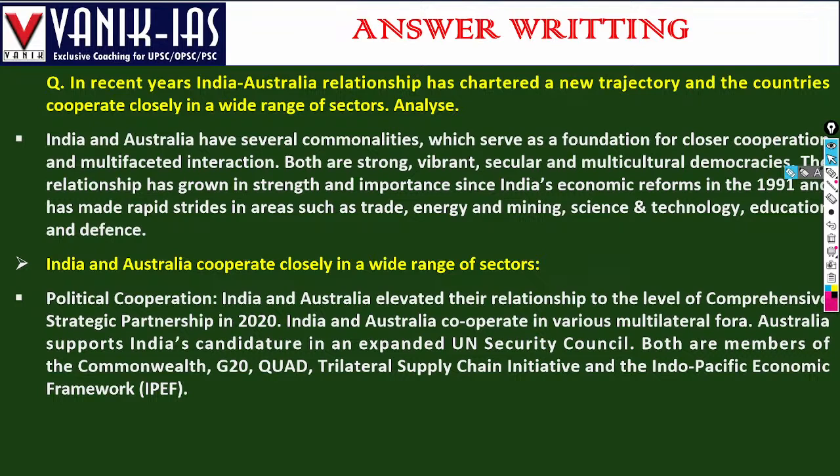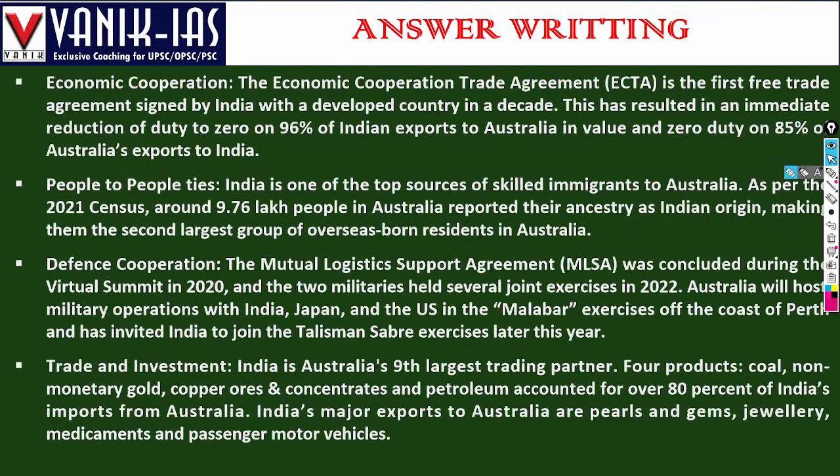Political cooperation. India and Australia elevated their relationship to the level of comprehensive strategic partnership in 2020. India and Australia cooperate in various multilateral fora. Australia supports India's candidature in an expanded UN Security Council. Both are members of the Commonwealth, G20, Quad, Trilateral Supply Chain Initiative, and the Indo-Pacific Economic Framework.